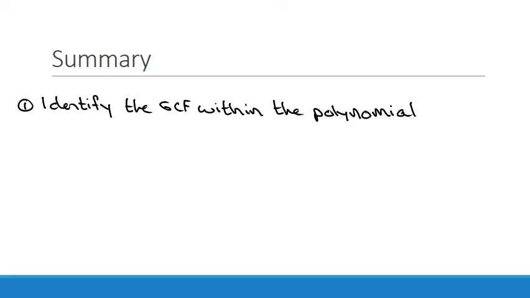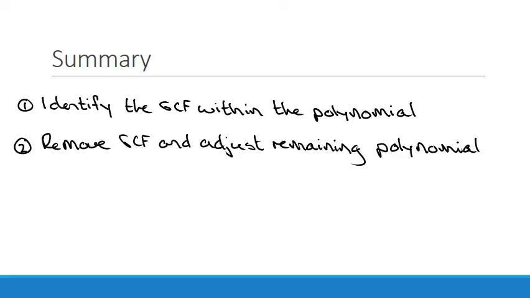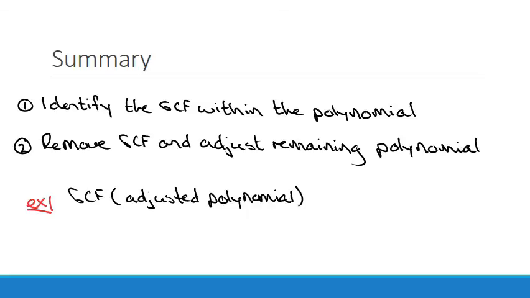In summary, identify the greatest common factor within the polynomial. Then remove the greatest common factor and adjust the remaining polynomial. And this is how it kind of looks. Remember, we have the greatest common factor here, and then the adjusted polynomial.